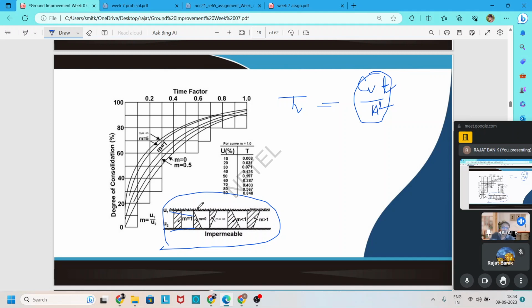And like this, for different cases, we get different values of m. For these different values of m, a different curve is represented here for consolidation. In this way, we find the degree of consolidation for different time factors, which is required for our construction time period.